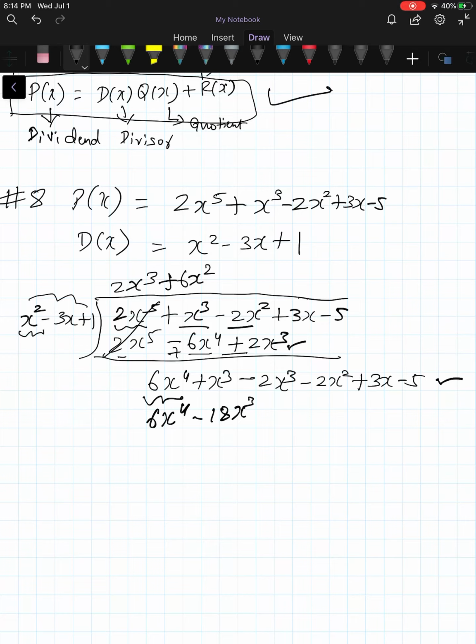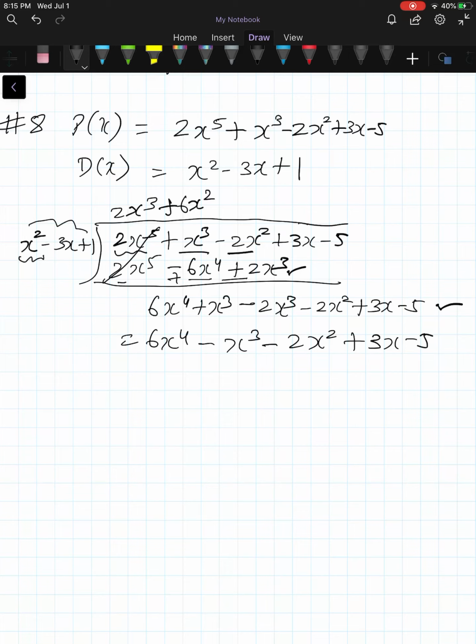Before doing this, we can see x cube terms here, that is x cube minus 2x cube. So this can be written as 6x to the power of 4 minus x cube minus 2x square plus 3x minus 5. Now we shall do the process that we were doing before simplifying. 6x square times x square will be 6x to the power of 4. 6x square times negative 3x is minus 18x cube.